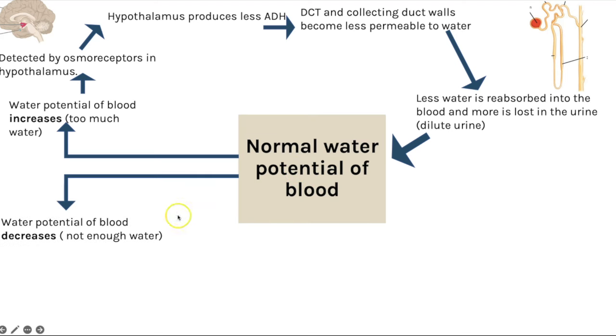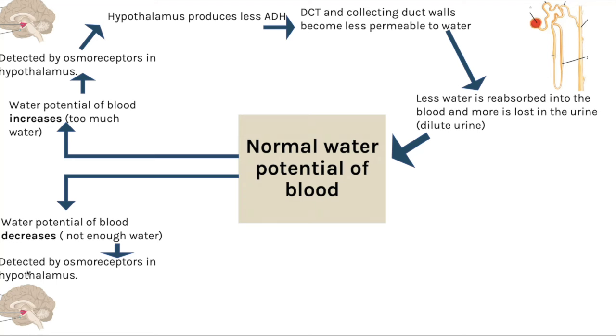Now, the opposite of that would be if the water potential of the blood decreases, meaning you don't have enough water in the blood. And that could be you've not drunk enough water, or maybe you've been sweating a lot. And this again is detected by the osmoreceptors in the hypothalamus.